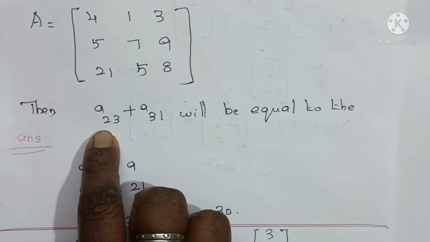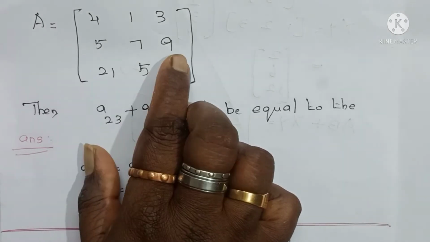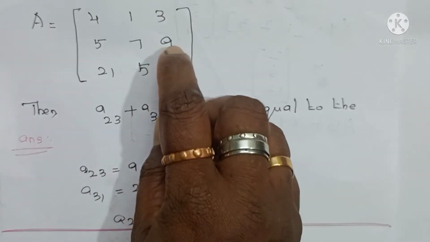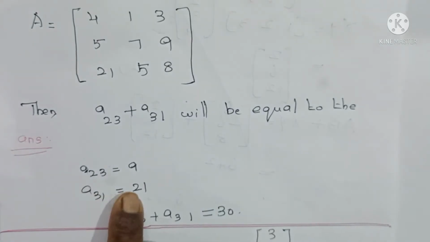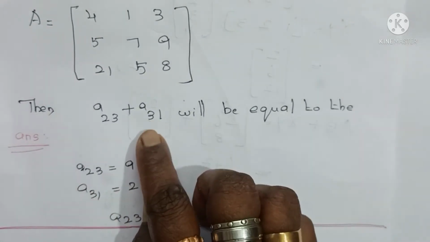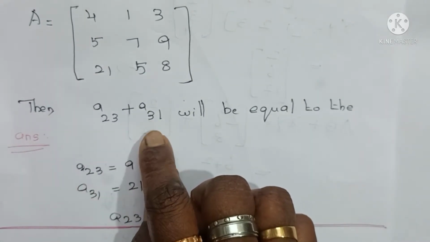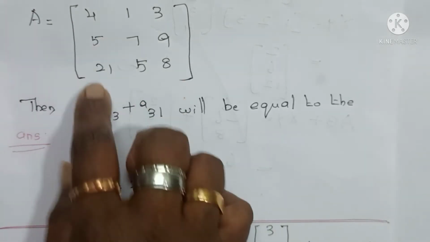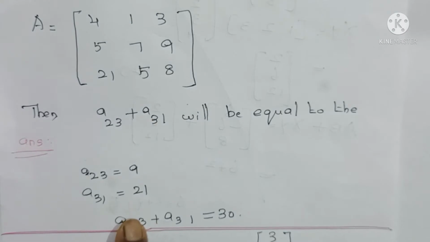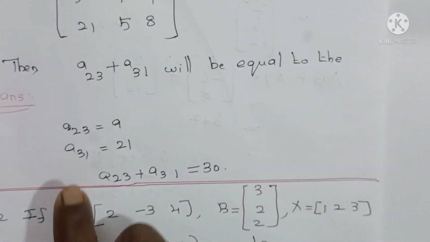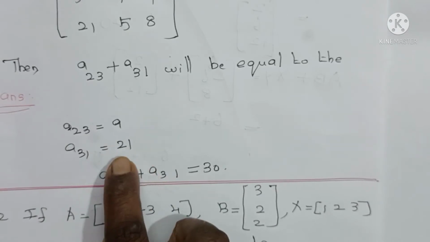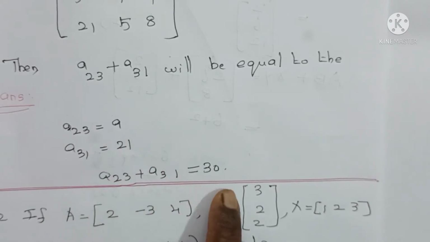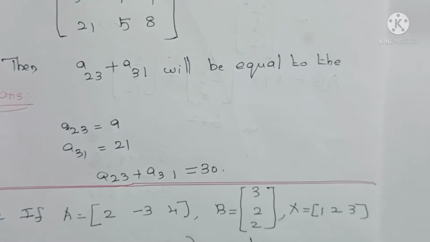A23 means second row, third column. Here, second row, third column, so 9. So A23 is equal to 9. Then what is A31? Third row, first column. This is third row, then first column. So 21 is the answer. So A31 is equal to 21. So what is A23 plus A31? You have to add 21 and 9. You will get 30. So 30 is the answer.